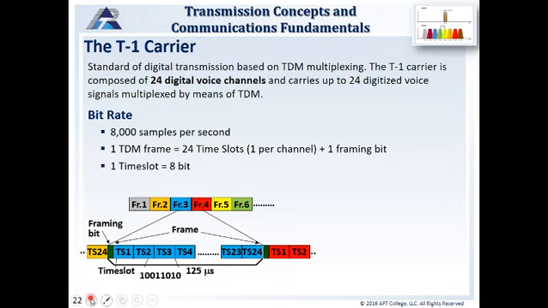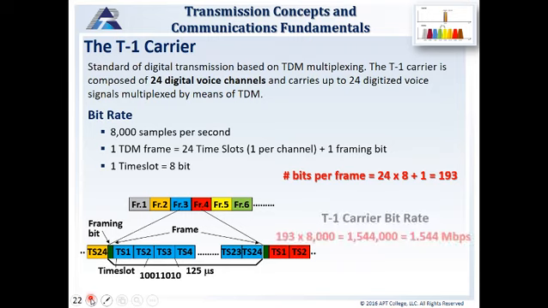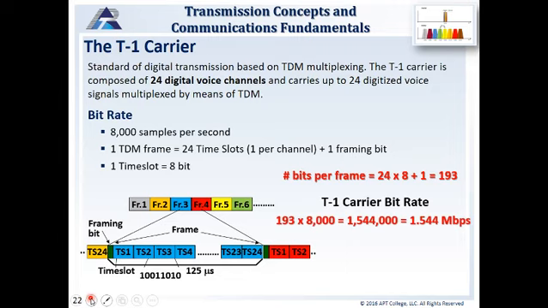1 time slot is 8 bits. So we have 24 time slots times 8 plus 1 is 193 bits per frame. We have 8,000 frames times our 193 bits, or 8,000 bits times our 193 frames gives us 1.544 million bits per second, or 1.544 megabits.